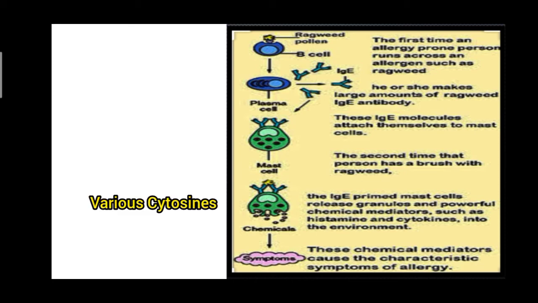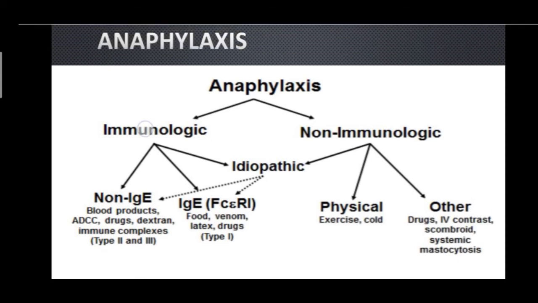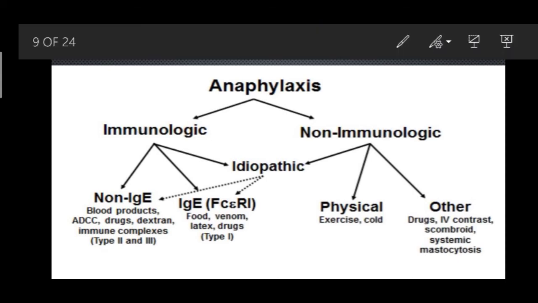And this picture shows the mechanism involved in hypersensitivity 1. And type 1 hypersensitivity can be anaphylaxis or atopy. Anaphylaxis is a very rapid, life-threatening, severe whole body allergic reaction. It is caused by re-exposure to a previously encountered antigen. It may be immunogenic or non-immunogenic.